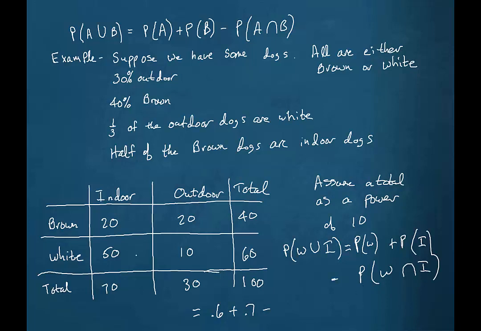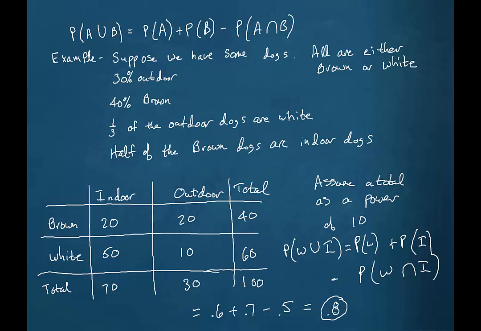Okay, so dogs that have both attributes, they are white and indoor dogs. Well, there are 50 dogs that are both white and indoor dogs. So this then would cause us to subtract 0.5. So now we have 0.8. So the probability that we would select a dog that is either white or an indoor dog would be 0.8, or 80% of the total.